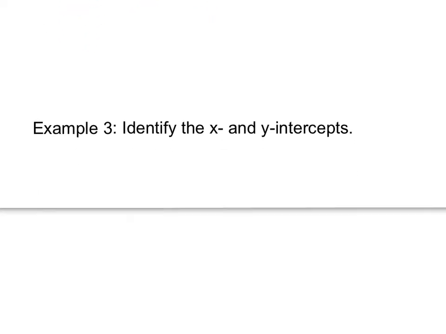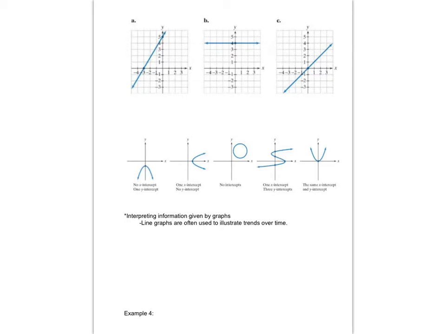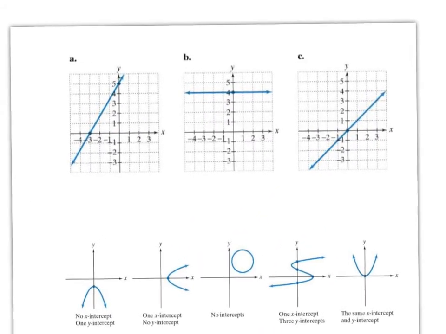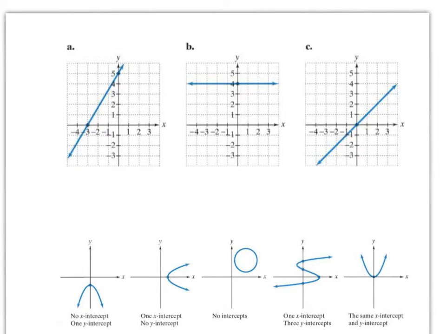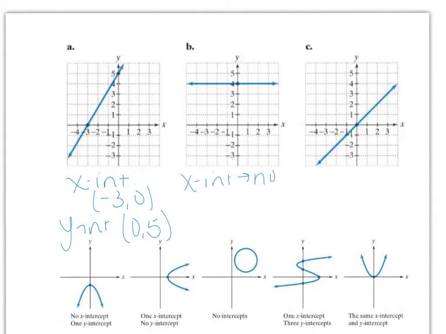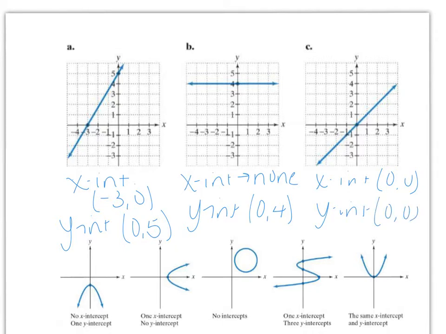All right, and so now we want to be able to identify the x and y intercepts. And so here are some graphs, and we're going to look at the x and y intercepts on these graphs. So for A, the x-intercept happens at -3, 0, and the y-intercept happens at 0, 5. Okay, on B, there is no x-intercept, and the y-intercept happens at 0, 4. And for C, my x-intercept happens at 0, 0, and the y-intercept is also at 0, 0.